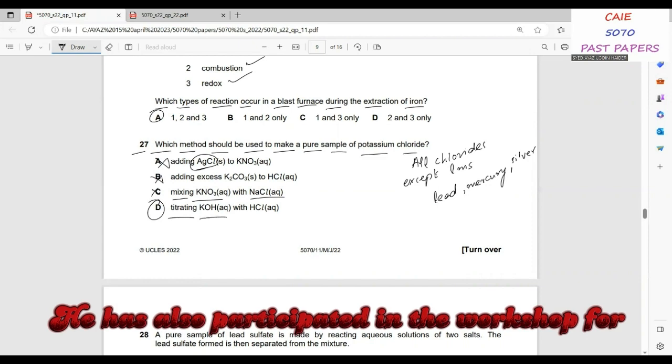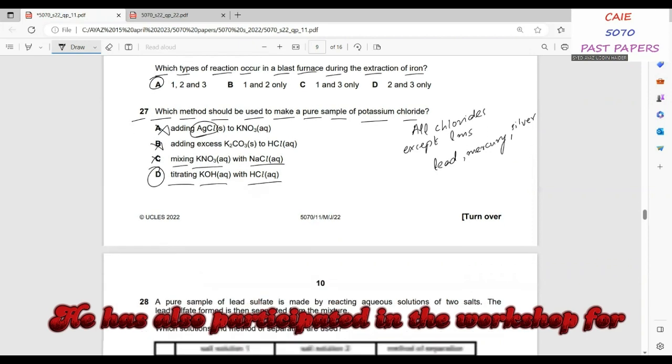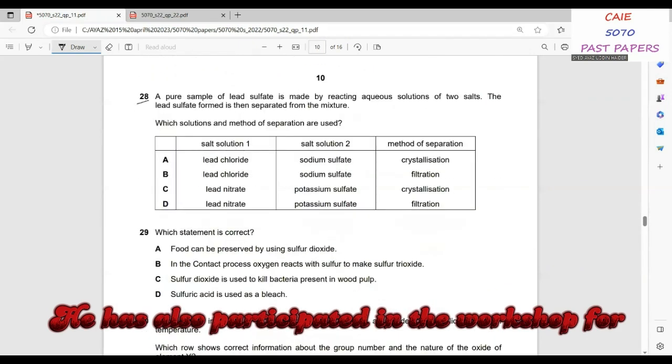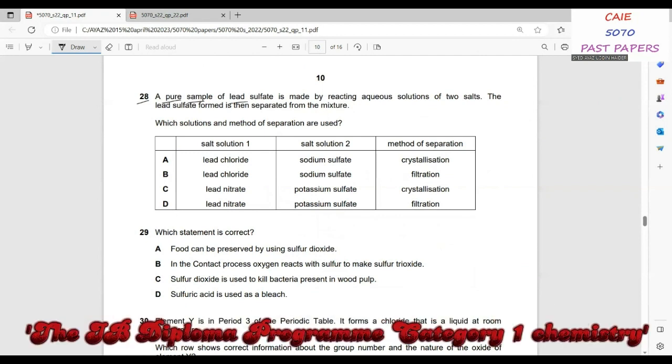We have to titrate KOH aqueous plus HCl aqueous. 28. A pure sample of lead sulfate is made by reacting aqueous solutions of 2 salts. The lead sulfate formed is then separated from the mixture. Which solutions and method of separation are used?